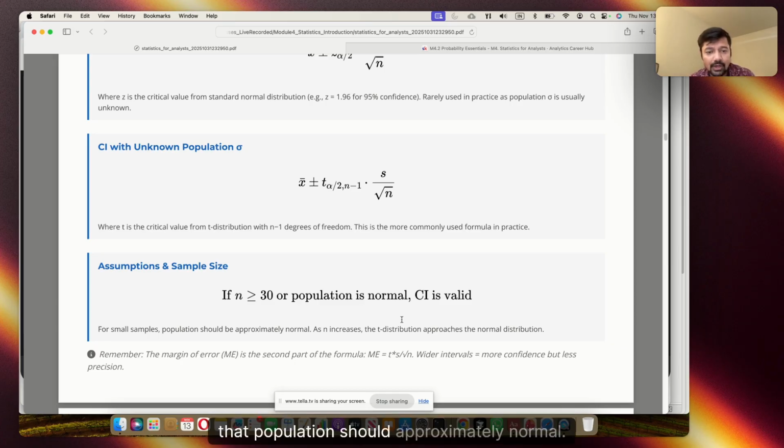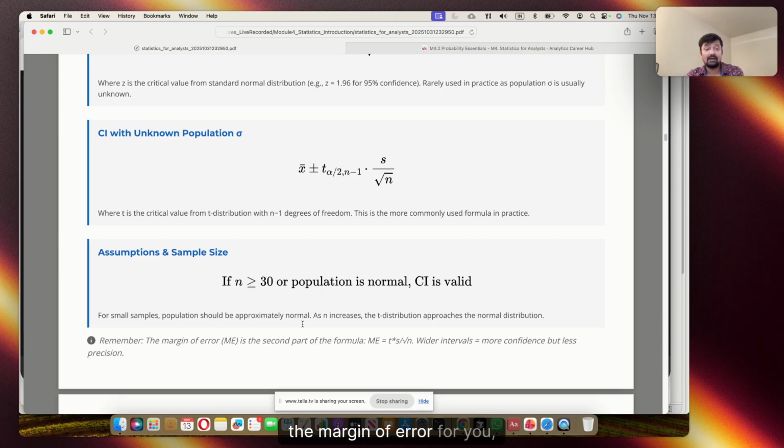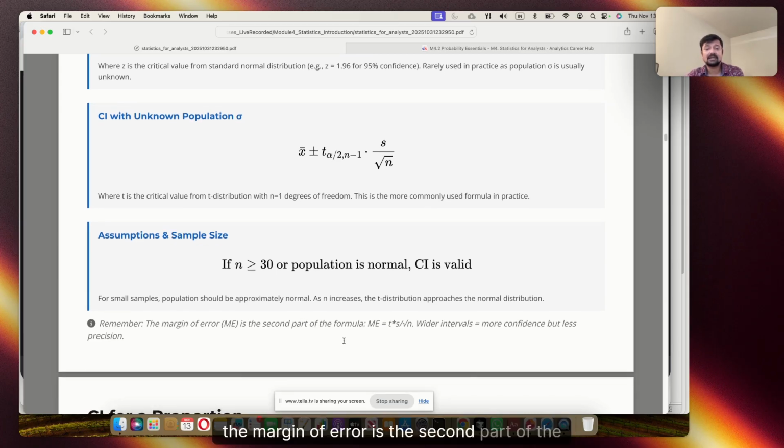For small samples, the population should be approximately normal. As n increases, if you increase the number of samples, the t distribution approaches the normal distribution. So check if your confidence interval is valid, and based on that, you can select the sample size if the population is normal. Okay, the margin of error is the second part of the formula.